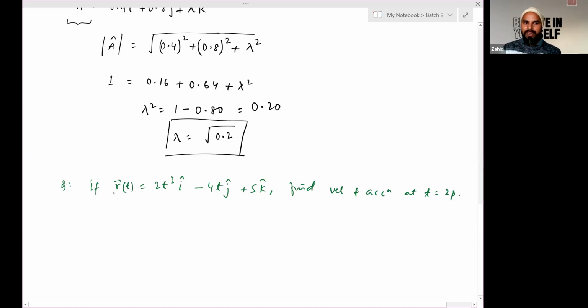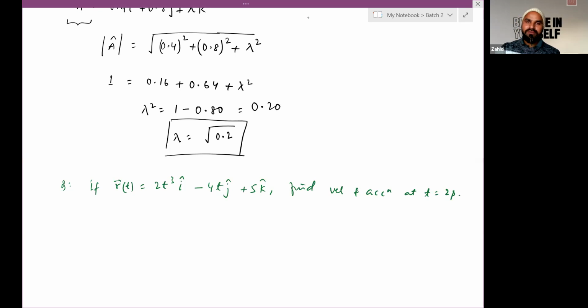Since we have r, which is the position vector, if you differentiate it, it will give you velocity. If you further differentiate velocity, it will give you acceleration. Just try to find it.